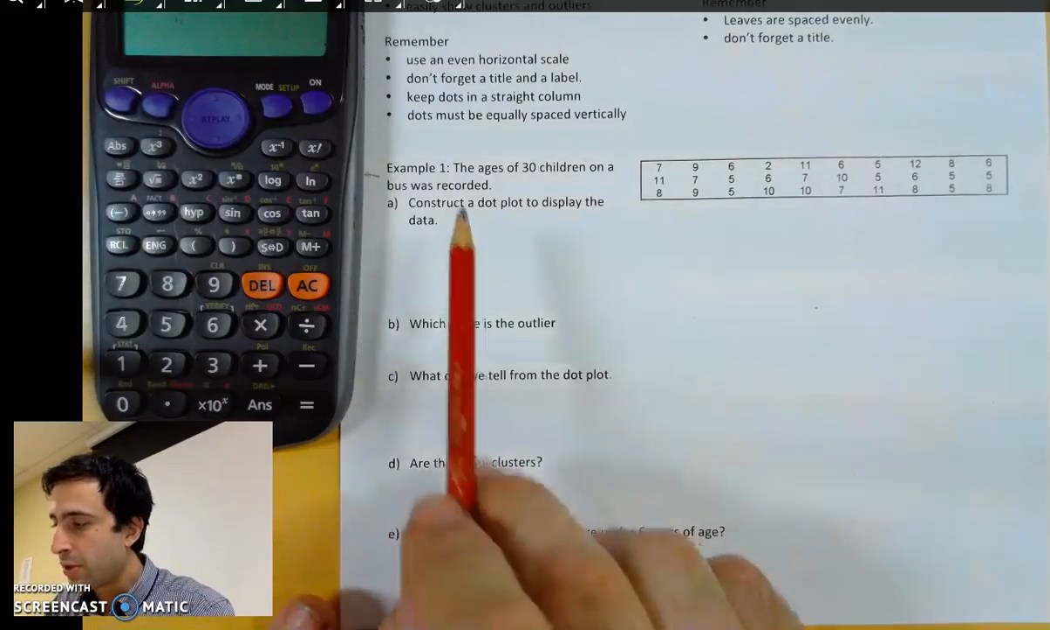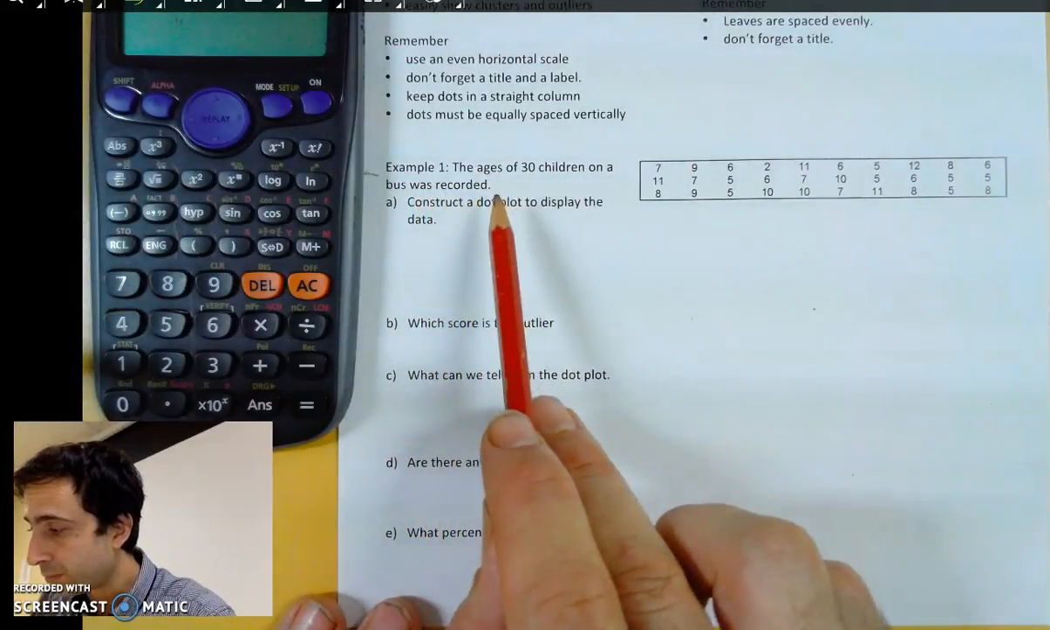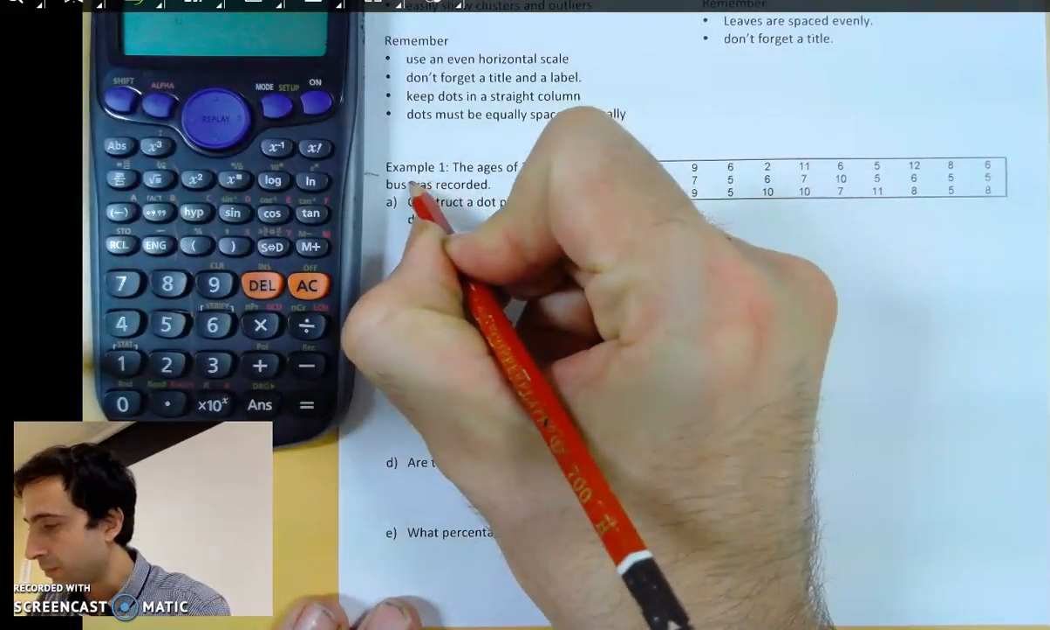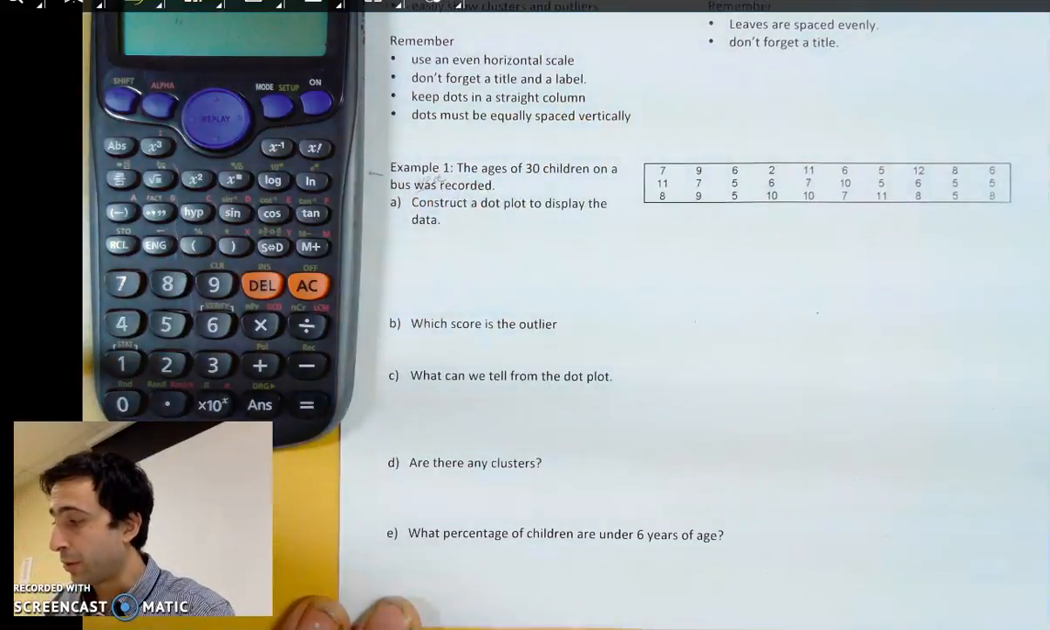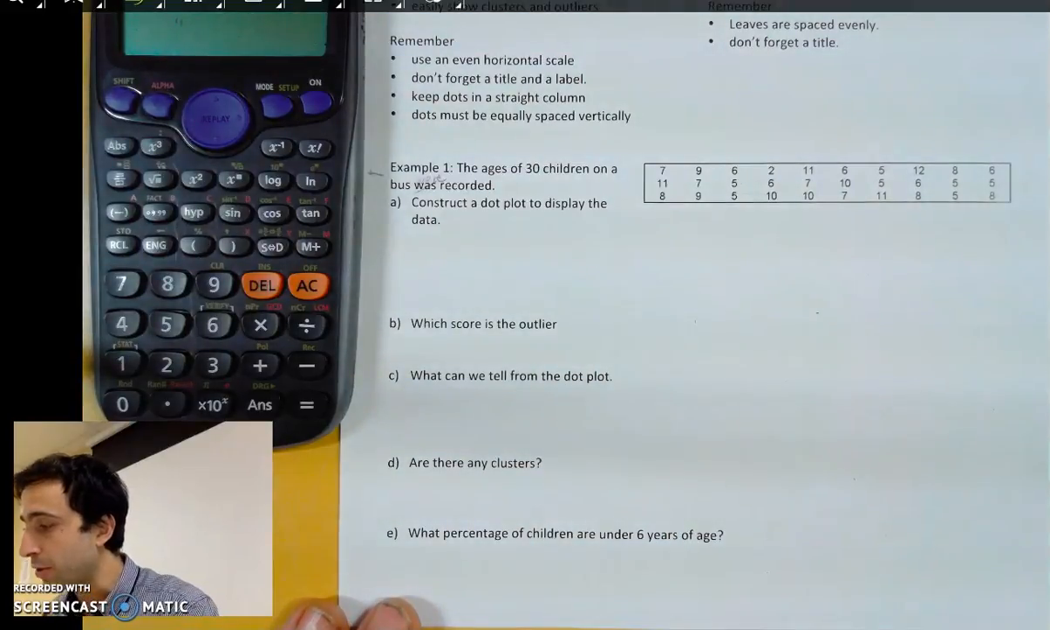The ages of 30 children on a bus were recorded. And they're recorded as such. These are the ages of 30 children. And the first question says, construct a dot plot.